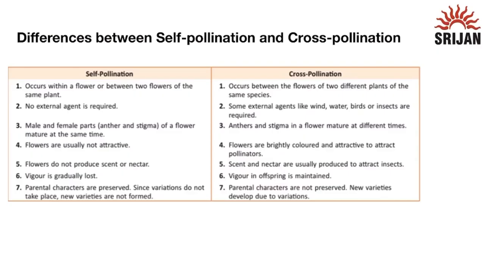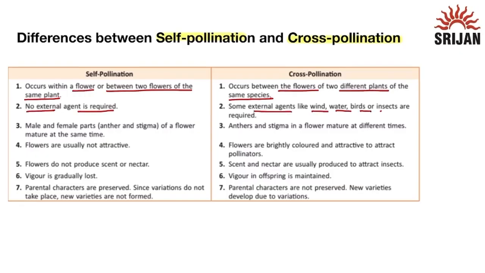Let us see the differences between self-pollination and cross-pollination. Now, self-pollination occurs within a flower or between two flowers of the same plant. So, the plant is the same. But cross-pollination occurs between the flowers of two different plants. So, the plant becomes different, but it is of the same species. Second is that no external agent is required as it is between the same plant. In cross-pollination, some external agents like wind, water, birds or insects are required because it is on the other plant, and the pollen has to travel.